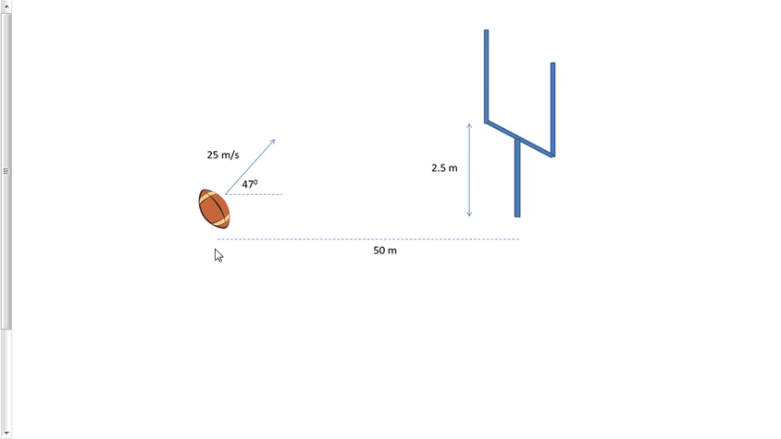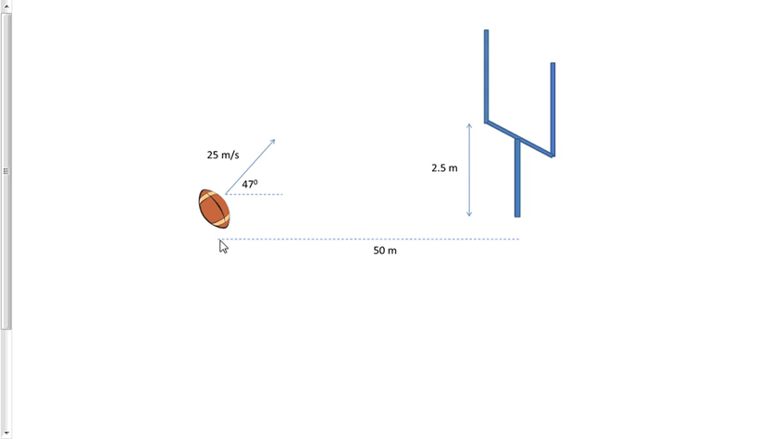This is an example of a projectile launched at an angle and is launched at a particular target. A football is kicked at an angle of 47 degrees with a velocity of 25 meters per second. The football has to travel at least 50 meters in order to have a chance to go over the crossbar, which is 2.5 meters in height.